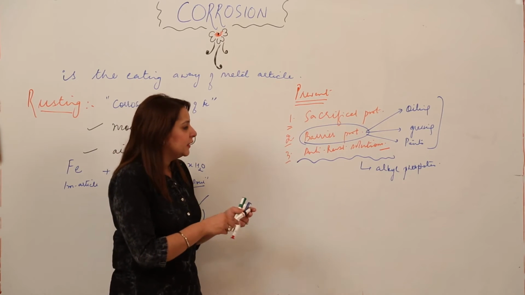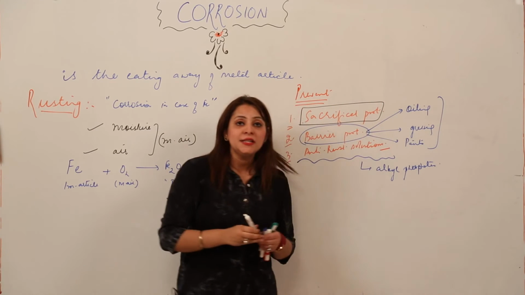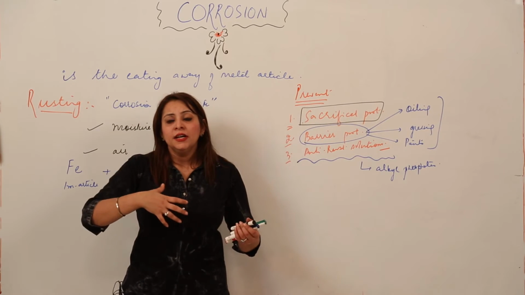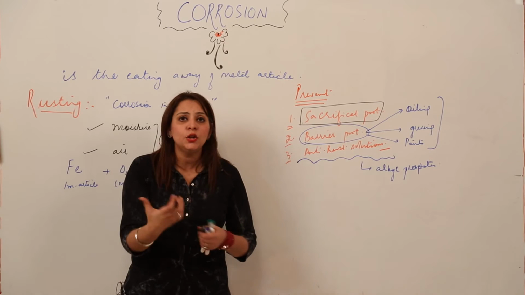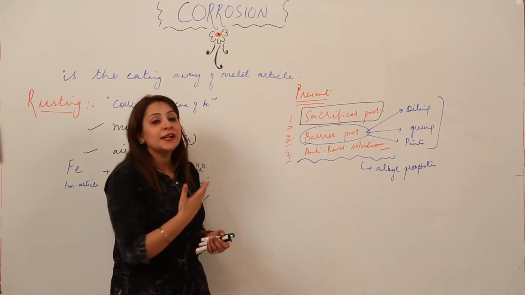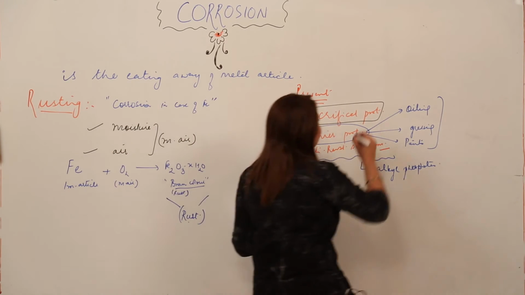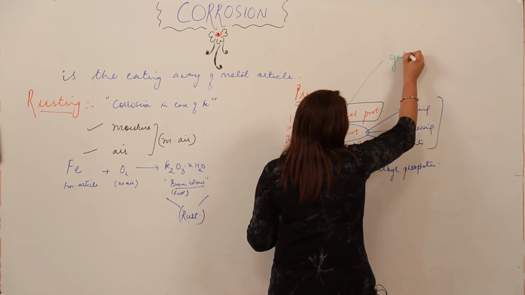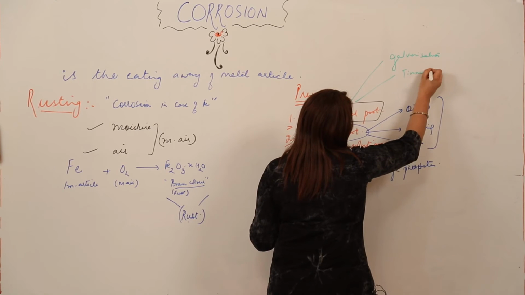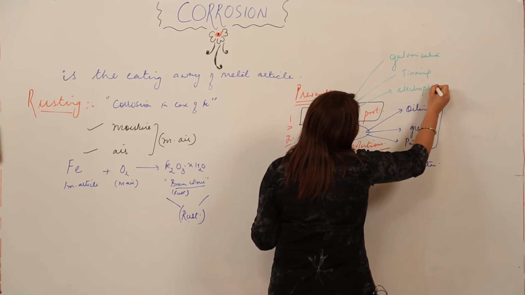Now the third method is sacrificial protection. That means we are using certain substances which again do not allow the iron article to come in contact with the oxygen layer. So what is this sacrificial protection, or what methods are involved in the sacrificial protection? They are galvanization, tinning and electroplating.